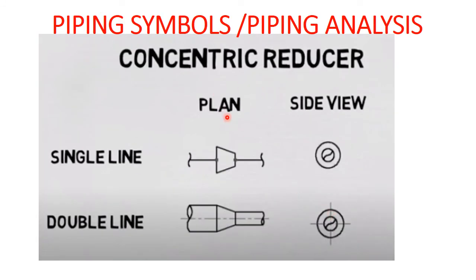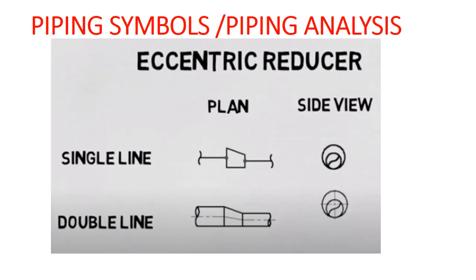For the concentric reducer, the single line plane view will be like this, and the side view will be like this. For the concentric reducer double line, the view will be like this, and this one will be the side view.